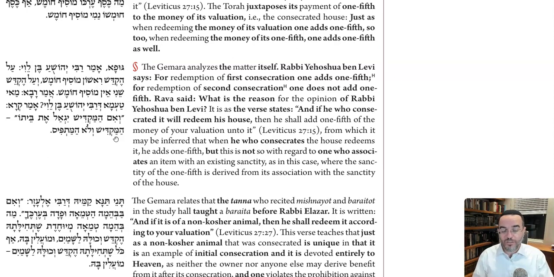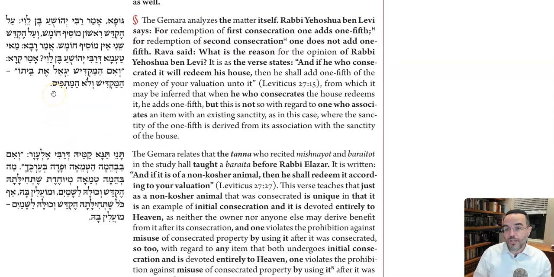Matpis, one who associates. You know what? I want C to be like B, D to be like C. That's called a copy, a matpis, and that person does not have to add a fifth. Only the initial consecrator, meaning only when you go from A to B.